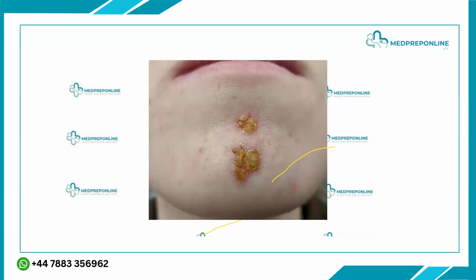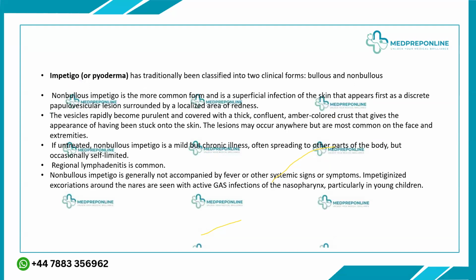दिस इज द टिपिकल इम्पेटाइगो. इम्पेटाइगो जिसको हम पायोडर्मा भी कहते हैं, इसकी दो फॉर्म्स है, बुलस एंड नॉन बुलस. जो बुलस फॉर्म है वो स्टेफ ऑरियस करता है, नॉन बुलस आपका स्ट्रेप्टोकोकस करता है.